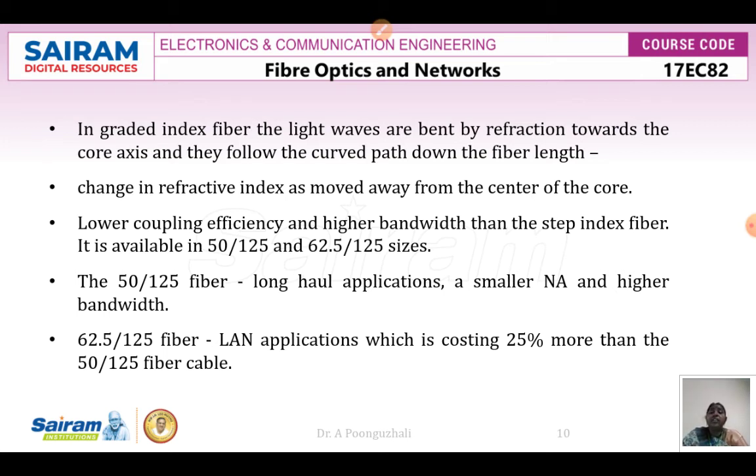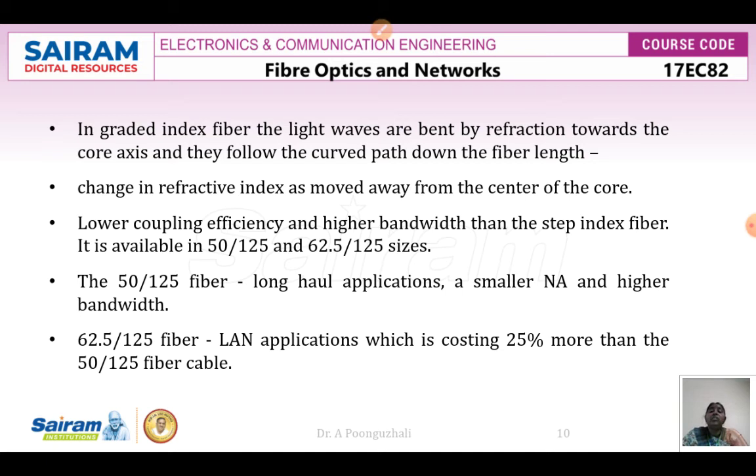Next, in graded index fiber, we have a lower coupling efficiency and a higher bandwidth compared to step index fiber. In this case, it is available with a 50 core diameter and a 125 cladding diameter. It is available in two sizes: one is 50/125 and another is 62.5/125, where 50 is the diameter of the core and 125 is the diameter of the cladding.